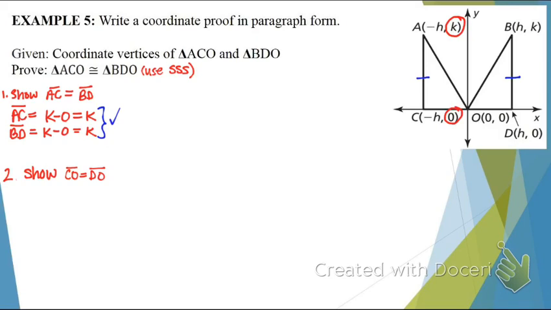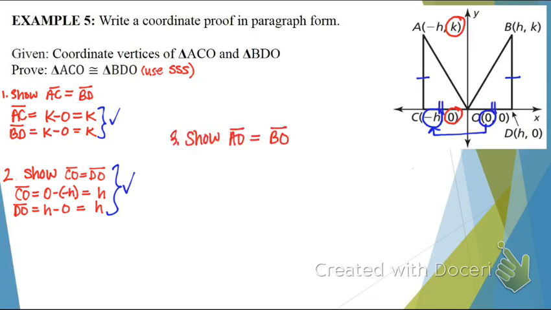So now we want to show that CO is congruent or equal to DO. And again, to find the length of horizontals, you're doing the right-hand most x-coordinate minus the left-hand most x-coordinate, so 0 minus negative H. And that makes CO equal to H. And we do a similar thing to find the length of DO. DO is equal to H. Check, we've just shown that another set of sides is congruent.